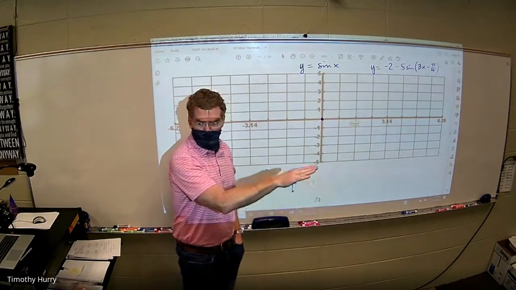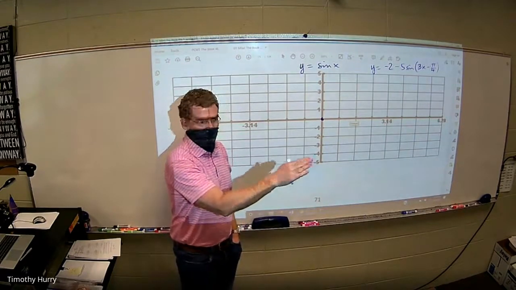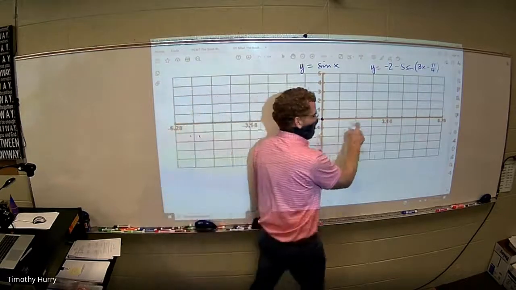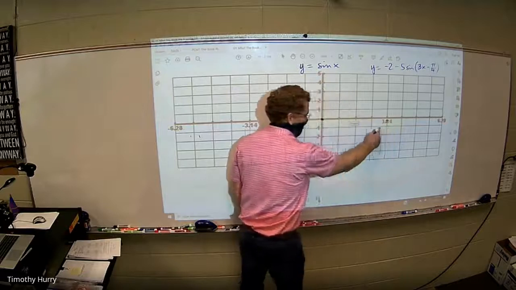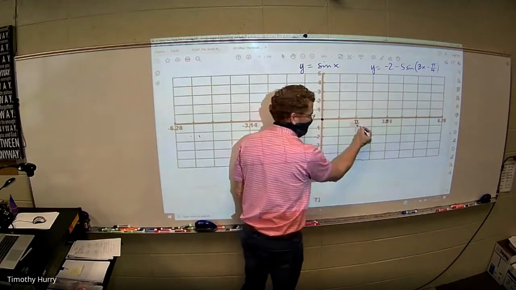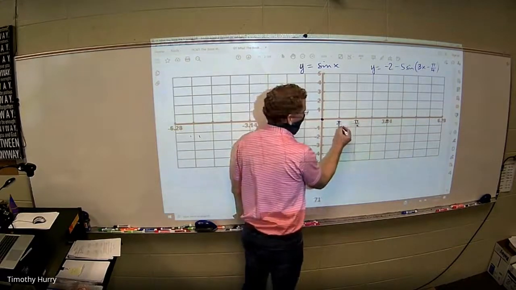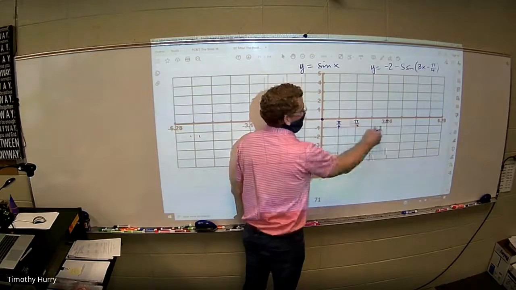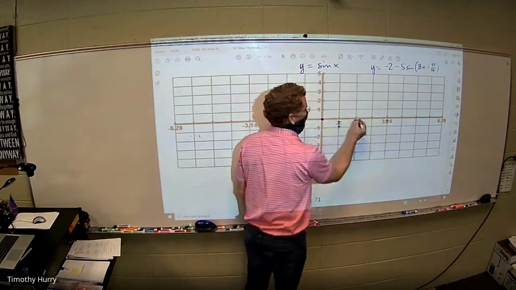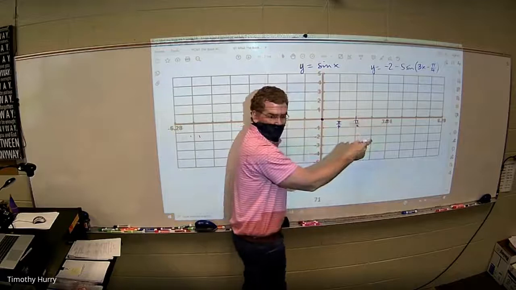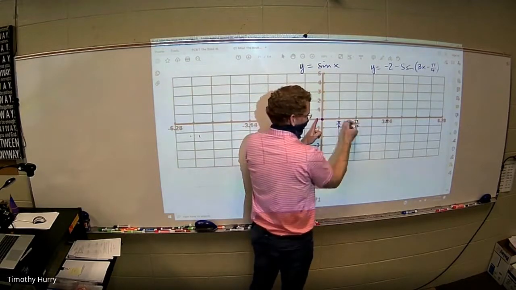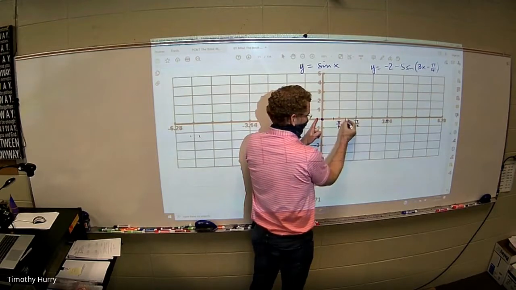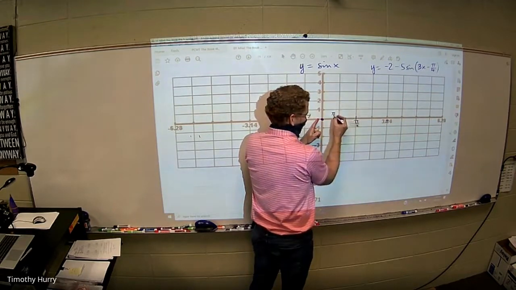Moving up. 30? Okay, 30 is like pi over 6. But I'm going to be using radians here. So if this is pi, this would be pi over 2, right? This would be pi over 4. Pi over 6 is actually breaking this pi up into 6 parts. Are y'all with me on this? So if this is pi, breaking it up into 6 parts would be like breaking it up into half and then breaking this up into thirds. So this would be the pi over 6.